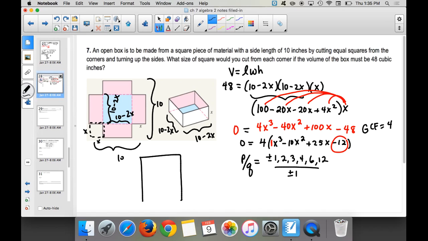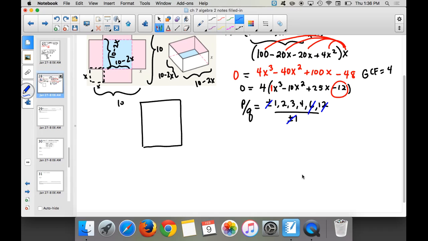5, right? 5 inches on each side, that's too big. Anything bigger than 5 means you're cutting out, like if you cut out 6 inches from the right and 6 inches from the left, wait a second. There's not enough material to do that, right? So 6 and 12 are automatically out. And the negative answers are also out, right? So we only have possibilities of 1, 2, 3, or 4. All right, so I would use those with your synthetic division, 1, 2, 3, or 4.